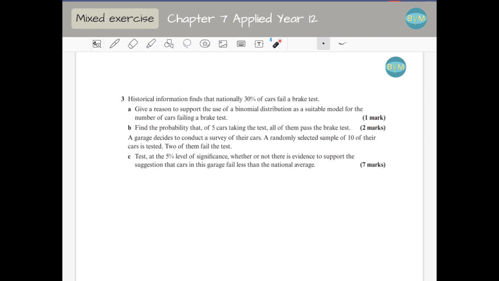Remember, the binomial distribution has to satisfy 4 things. So you could say any of them: a fixed number of trials. You are checking a certain amount of cars. Fixed number of trials.